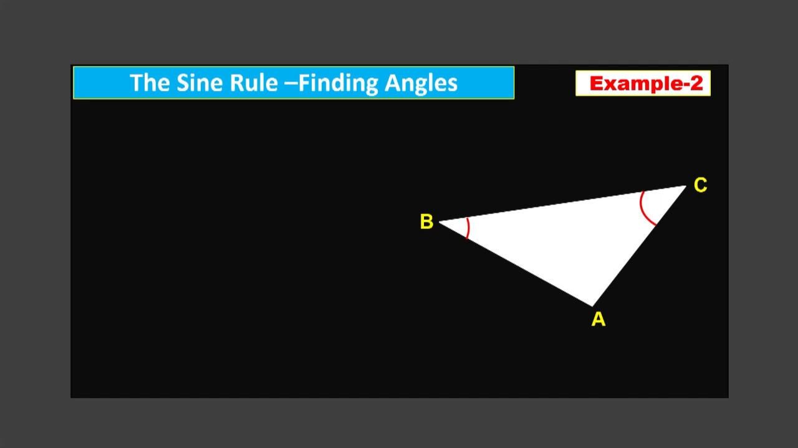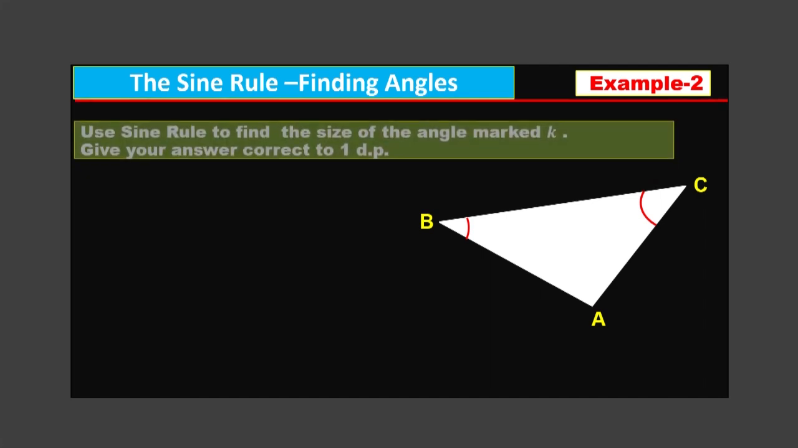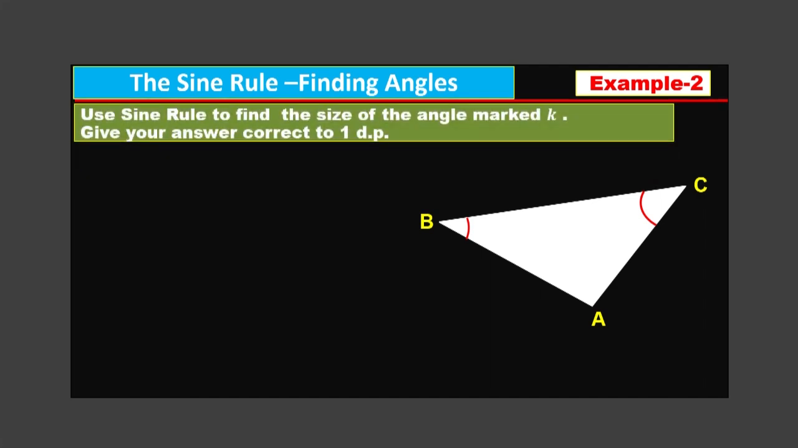Let's take a look at the second example where we use sine rule to find the missing angles for the triangle. Use sine rule to find the size of the angle marked K and give your answer correct to 1 dp. As you can see, we have an upside down triangle ABC with the following measures.